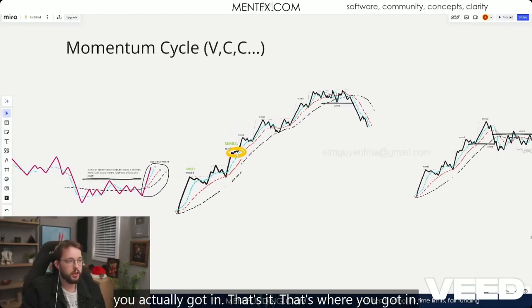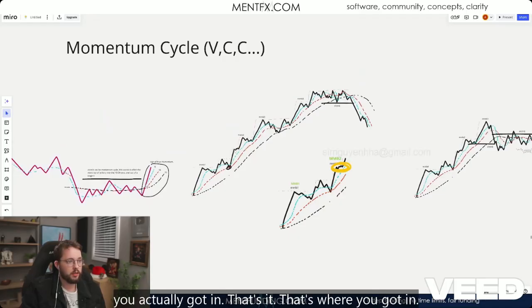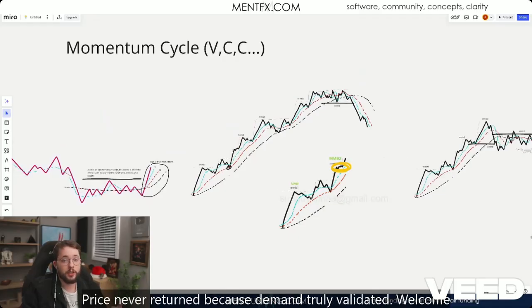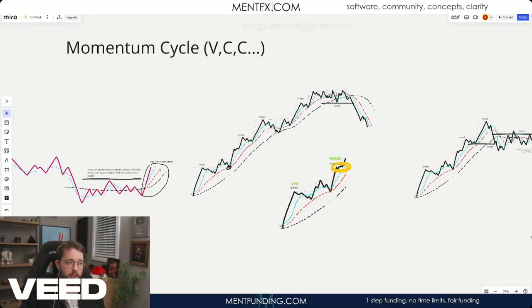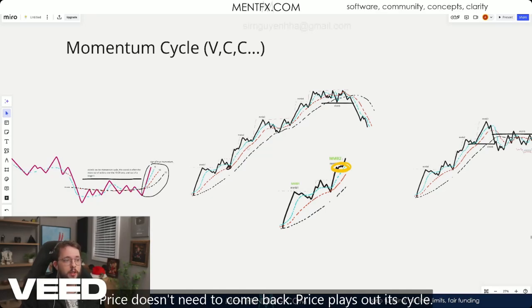This is where you actually got in. That's it. That's where you got in. Price never returned because demand truly validated. Welcome back to the beginning of the course. Demand truly validated. Price doesn't need to come back. Price plays out its cycle, and you get to make money.